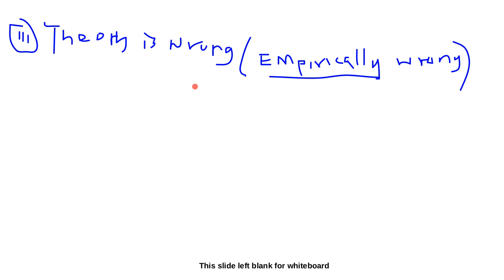So it is empirically wrong. When people earn too much, they think about investment. They don't think about increasing population.